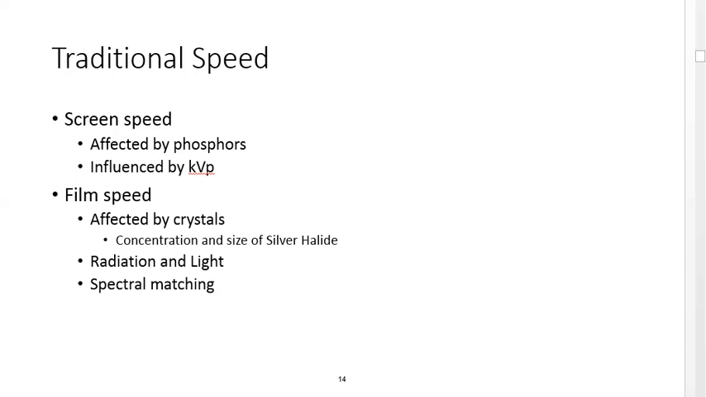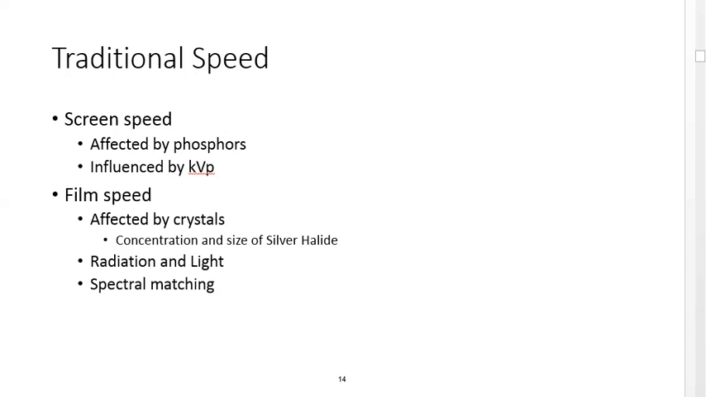It turned black. So it's sensitive to both radiation and light, but there was another phenomenon that also affected screen speed, and that was spectral matching. Rare earth screens had to be matched with film that was sensitive to rare earth light. So the rare earth light actually glowed green, as opposed to calcium tungstate, which glows blue. So you had to have the right film with the right screens.